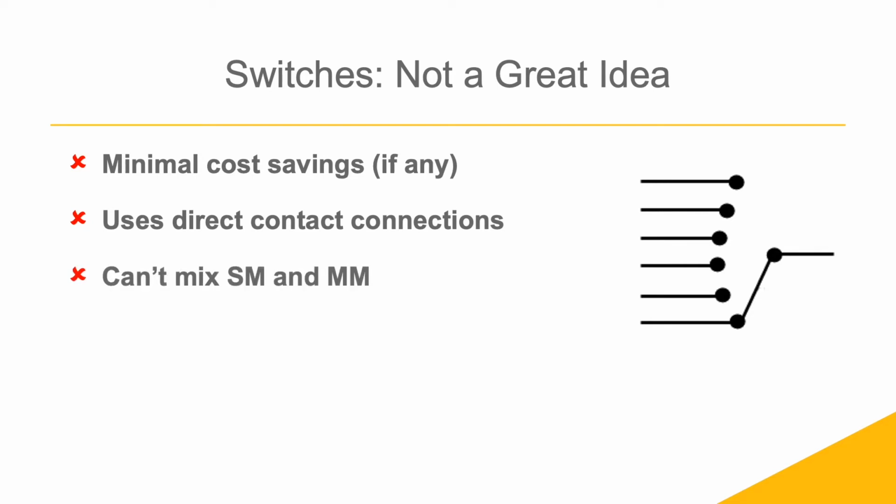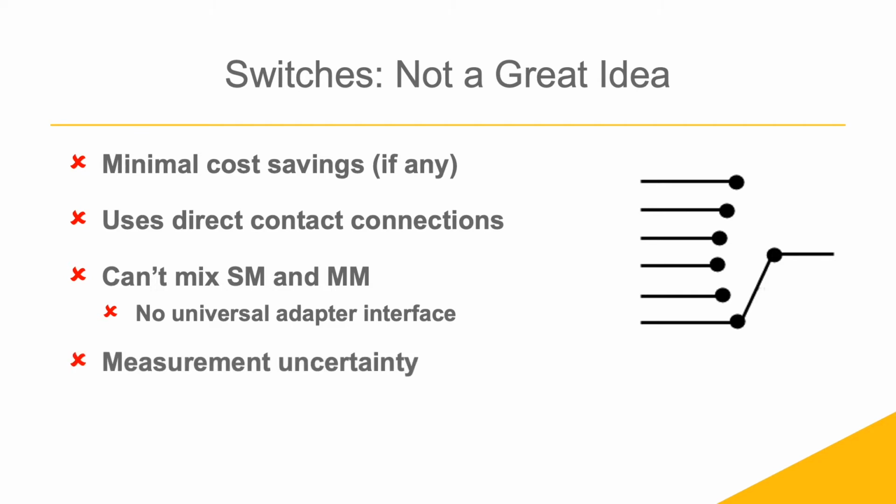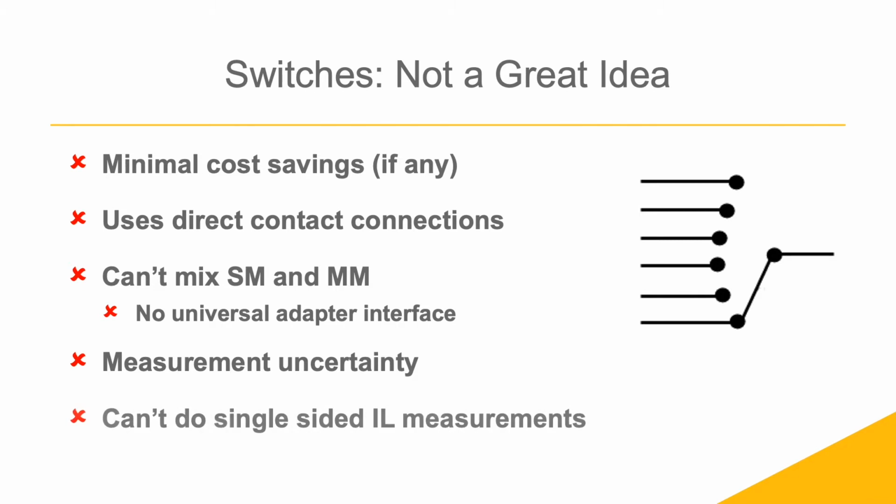A power meter can accept both single-mode and multi-mode fibers, but switches can only handle one fiber type. Furthermore, switches don't offer universal adapters for different connector types, thus limiting your options for changing your test system. Finally, switches can have repeatability issues, and because of the extra connections, it would be difficult to accurately perform single-sided insertion loss measurements.